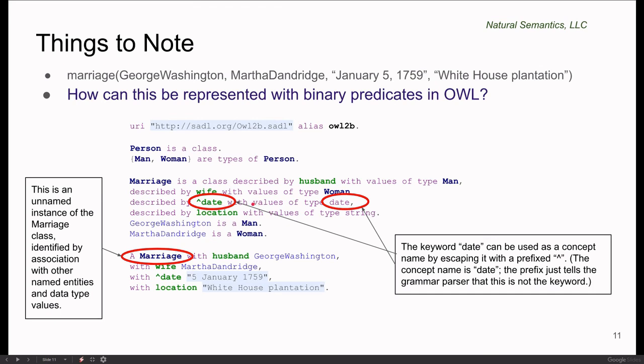The other thing, which you may have noticed in the graph as well as in the OWL model, we don't have to give everything a name. So when we say a marriage with, we have created an unnamed instance of the marriage class, what is called a blank node in OWL, and we've given it various properties. So a blank node is identified not with a unique URI, but rather by association with other identified concepts and data values.